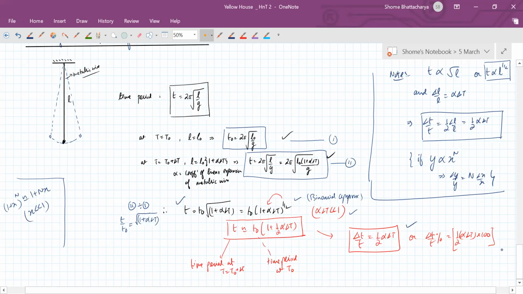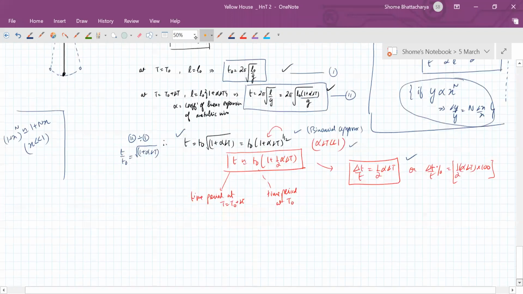Okay. So in conclusion, we can just briefly remember the concept from this idea here: time period is proportional to L to the power half. So the fractional change in time period will become half of delta L by L because the power is half. So in error propagation, the power comes as a coefficient. This concept. Okay, Ansh, have you finished taking this down? Okay, so let's look at a numerical problem based on this.